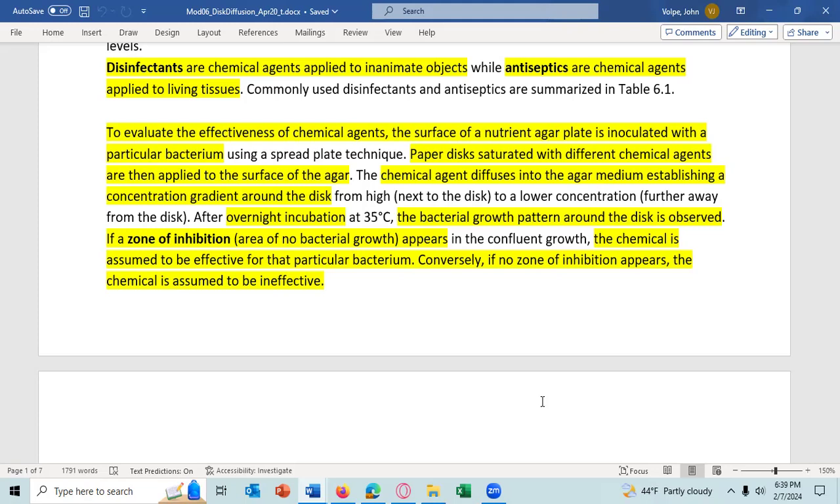Now, this is a gross way of looking at it, because to be sensitive to something, you need to do more than just see a zone of inhibition. The zone of inhibition has to be a certain size. And then to be resistant, you don't have to have no zone of inhibition. You could have a zone of inhibition below a certain size. And we'll talk more about that in this lab.